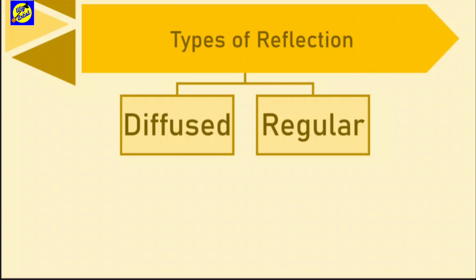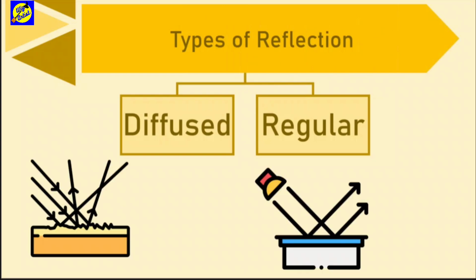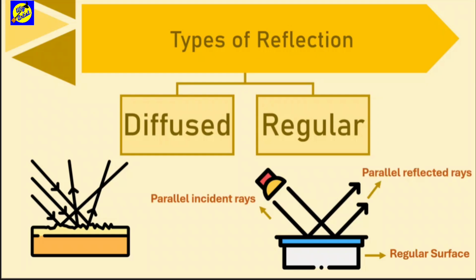Let's understand the next type, which is regular reflection. Over here, light reflects from a regular or smooth surface where the incident rays are parallel as well as the reflected rays, and of course, they follow the law of reflection. This and this angle are equal, and these angles are also equal.